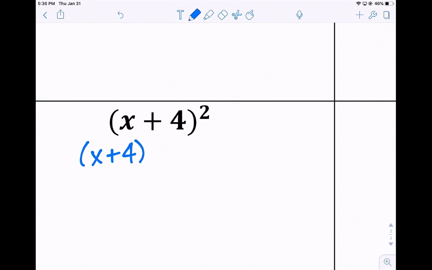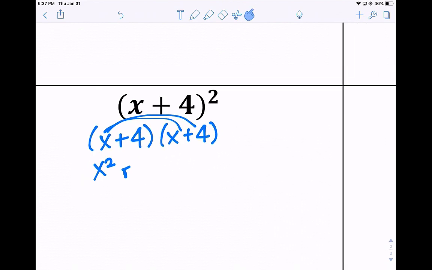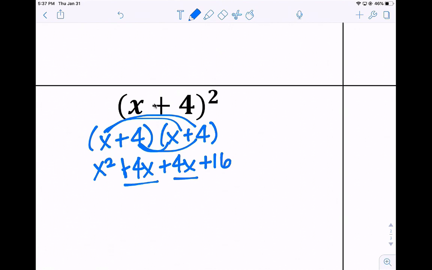So let's see what happens. X plus 4 times x plus 4. So we do x times x is x squared. X times 4 is plus 4x. Then 4 times x is also plus 4x. And 4 times 4 is plus 16. So this time, these are not opposites, right? We had the same exact sign, exact same thing. We ended up with plus 4x and plus 4x. So when I combine those, I get x squared plus 8x plus 16.